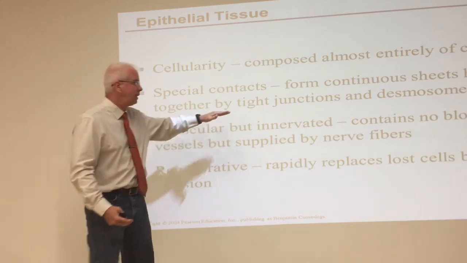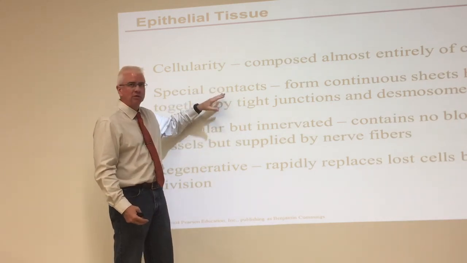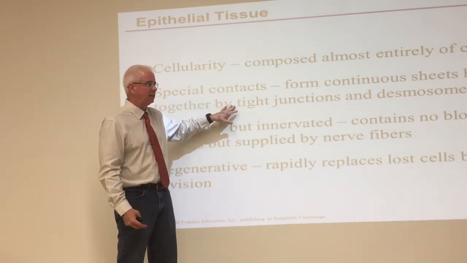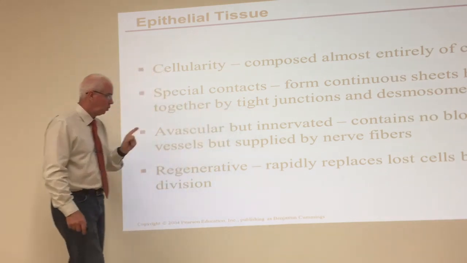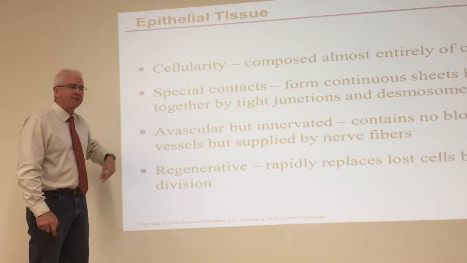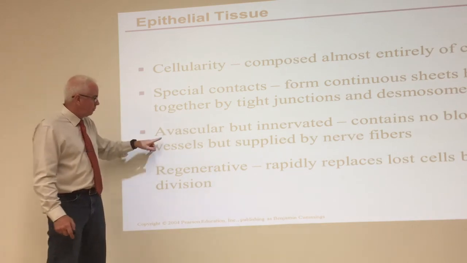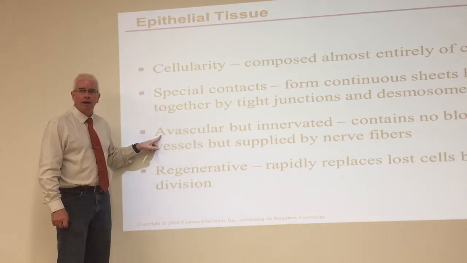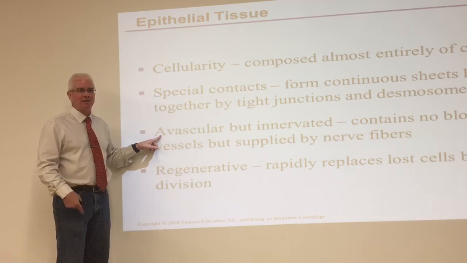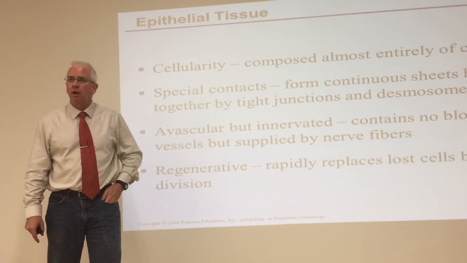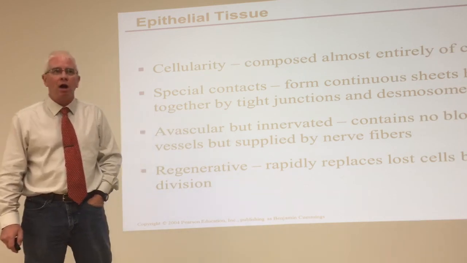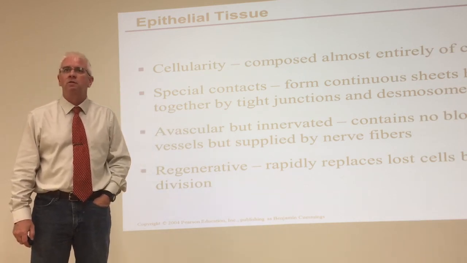Okay, so this has meaning, the junctions, the specialized contacts between epithelial cells. Now the desmosomes will pick those up in the skin, so we'll hold on that. Epithelial tissues are avascular but innervated. The prefix A in anatomy means not. So these tissues do not have blood vessel supply. The epithelial tissues do not have blood vessel supply.